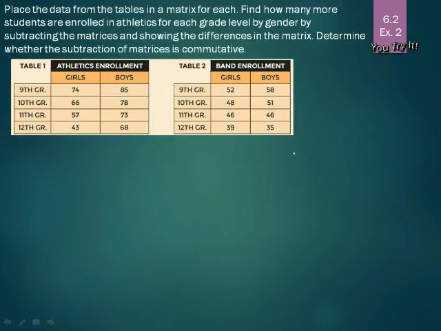Place the data from the tables in a matrix for each. Find how many more students are enrolled in athletics for each grade level by gender by subtracting the matrices and showing the differences in the matrix. Determine whether the subtraction of matrices is commutative.